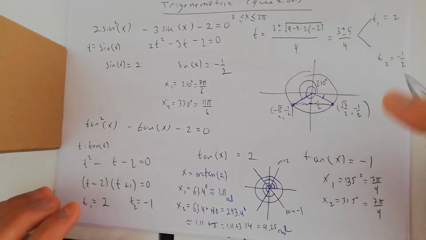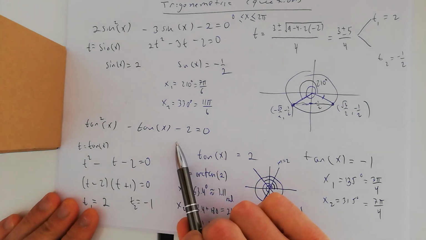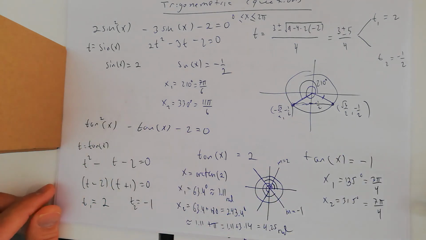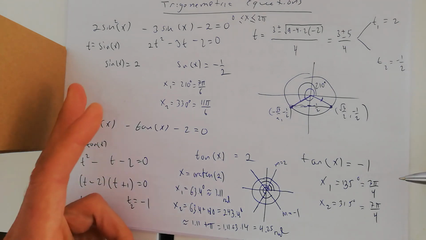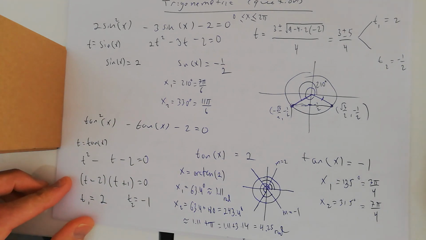So in general, when there is a quadratic equation with trigonometric functions, what we do is a change of variables, solve for t, and then solve for x.